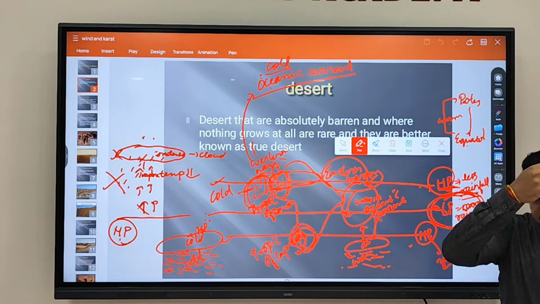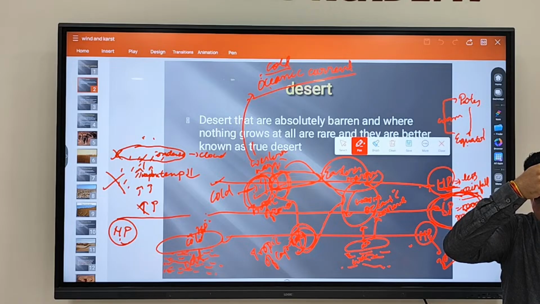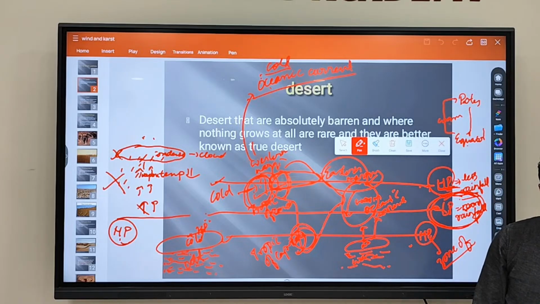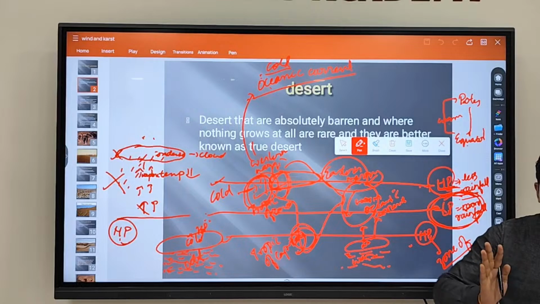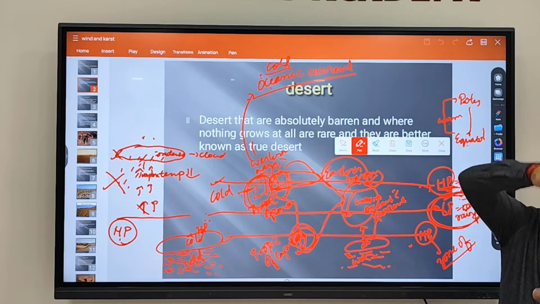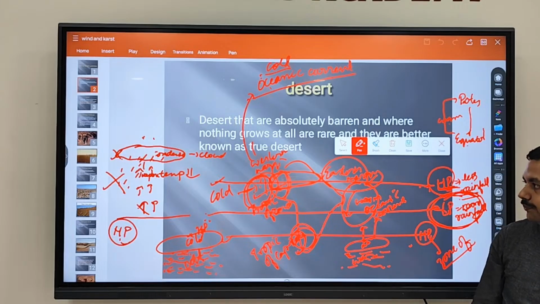Clear? Yes. So low pressure means there will be expansion. High pressure, there will be compression. Compression means high pressure, when you are applying pressure. Low pressure means what? Expansion. Okay. Fine. Any doubt regarding this one?